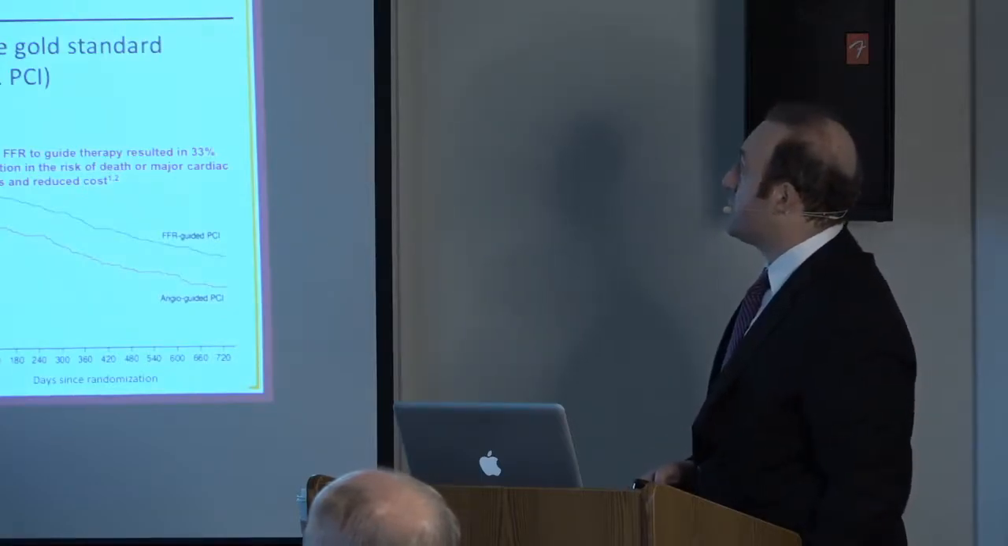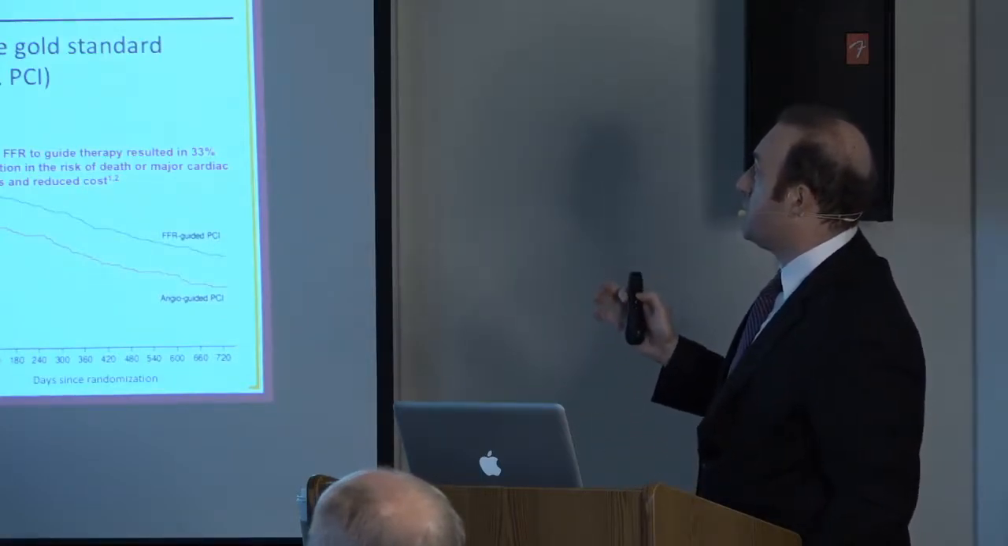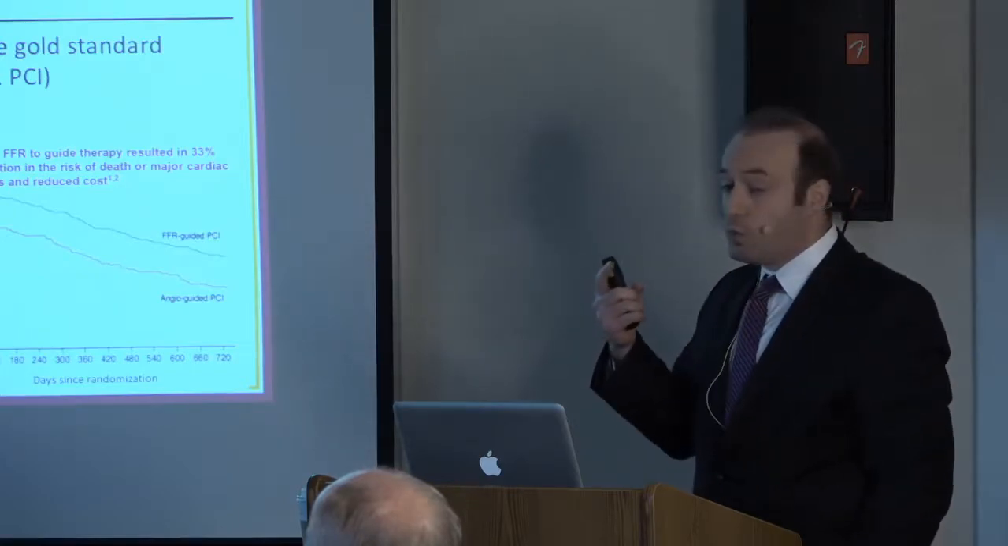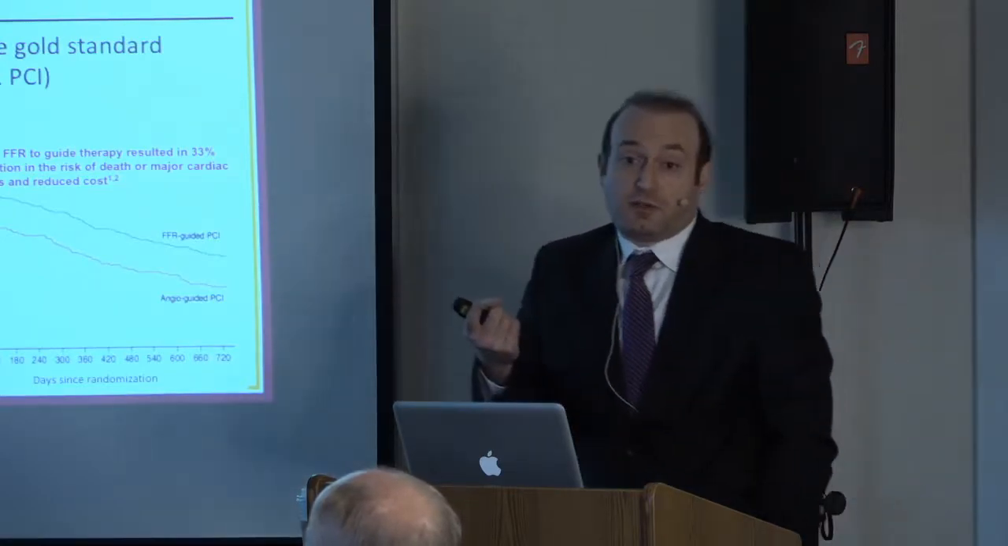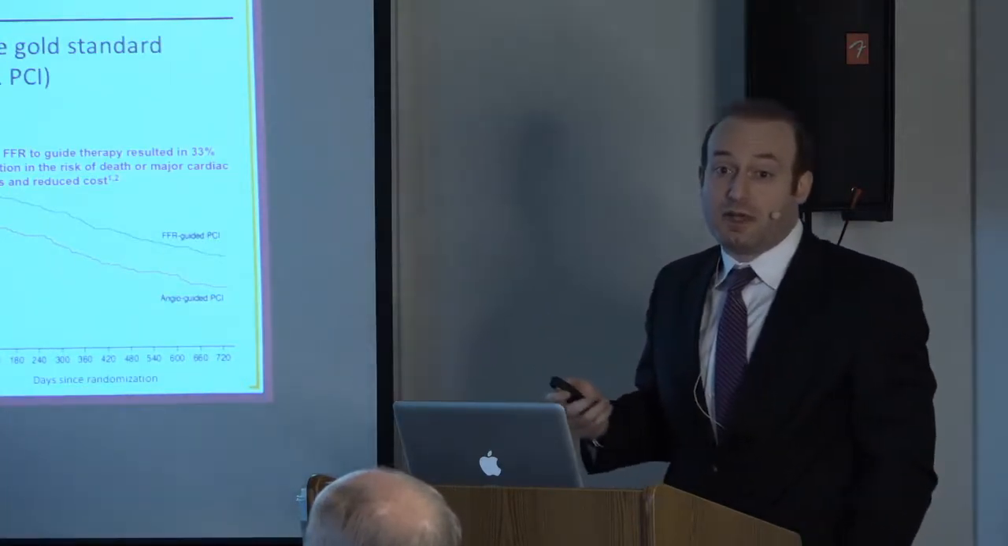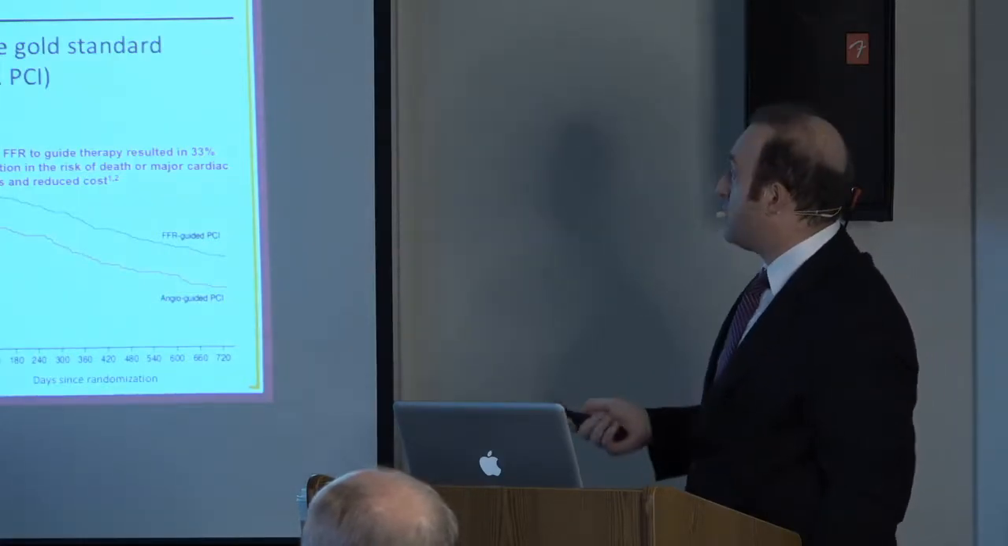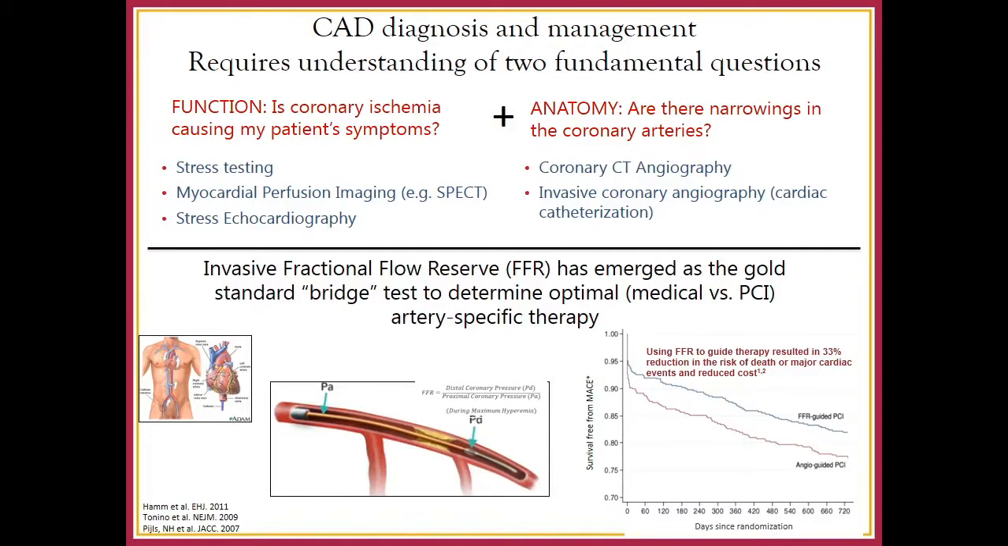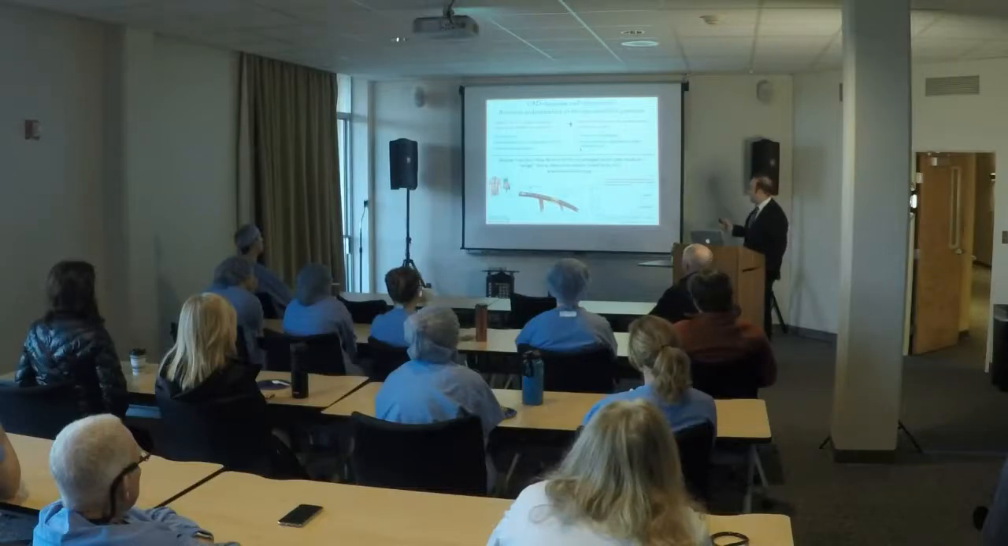So the current diagnosis and management of CAD requires an understanding of two fundamental questions. One, is there stenosis? Is there an epicardial narrowing? And we've talked about how CT is a fantastic alternative now to invasive coronary angiography in identifying anatomic stenosis. And then we have to assess for ischemia, and traditionally we've done that with functional stress tests, so stress echo, stress ECG, SPECT. So you can see that oftentimes the patient has to undergo multiple layers of tests to get to the bottom of these fundamental questions.